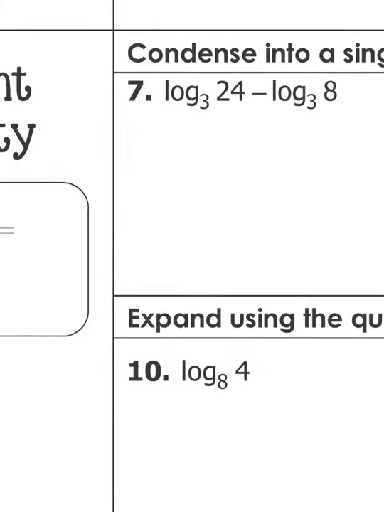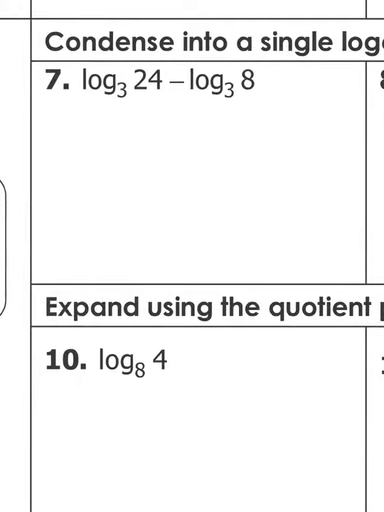So let's look at an example. Look at number 7. Because we have subtraction, I can take the arguments 24 and 8 and divide them. So you would have the log base 3 of 24 divided by 8. Well, 24 divided by 8 is 3.